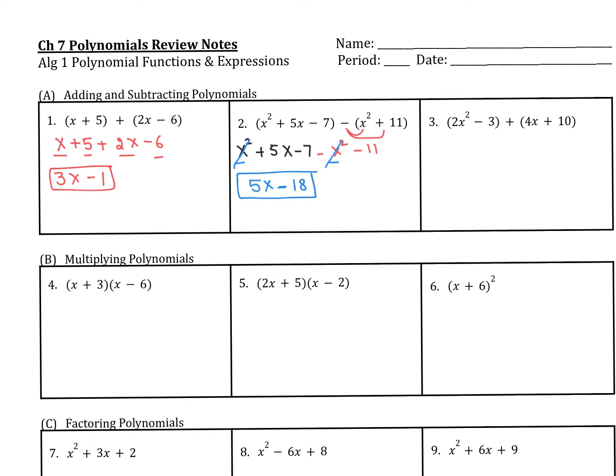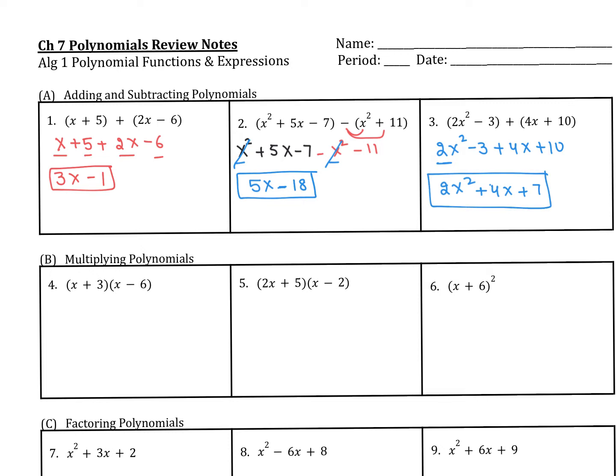So 5x minus 18. For number 3, again, you're going to rewrite and connect the like terms. There is no other like term than 2x squared, so it will be as is. Then there is no other term like x, so 4x as is. And you're going to combine negative 3 plus 10, and that's going to be plus 7. So 2x squared plus 4x plus 7.